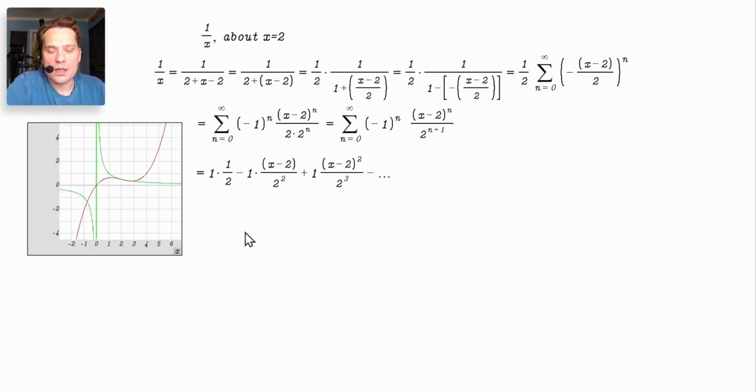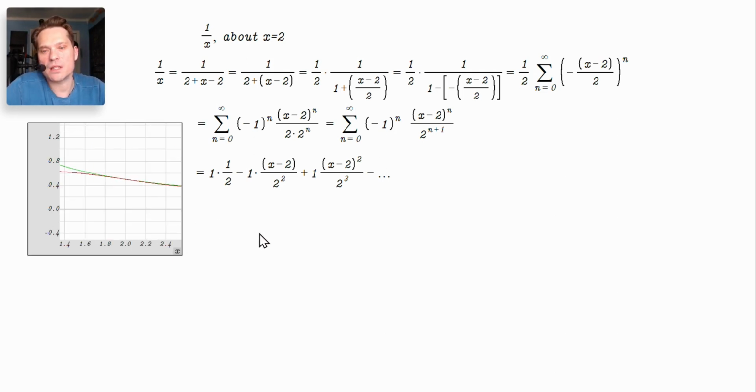And notice that the red graph and the green graph agree at x equals positive 2. So really, let's just study that a little bit more closely. Okay, so what's interesting here? The interesting region is this one. You see how they agree very closely?